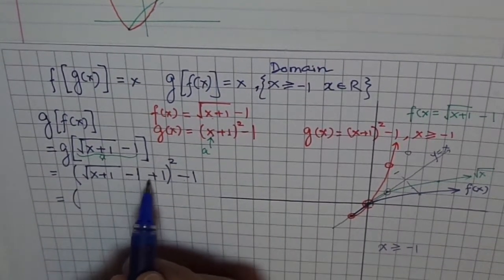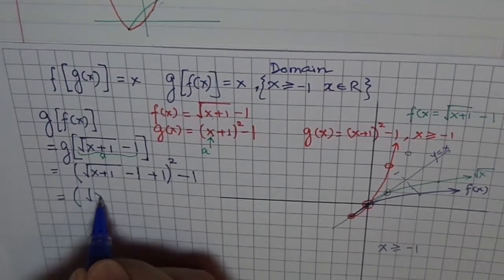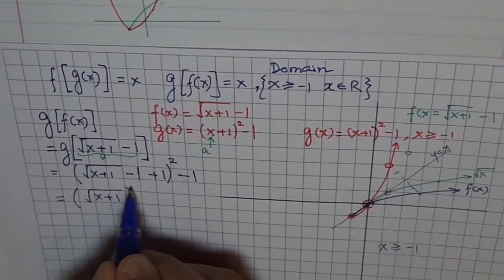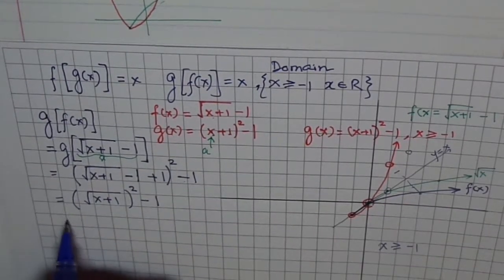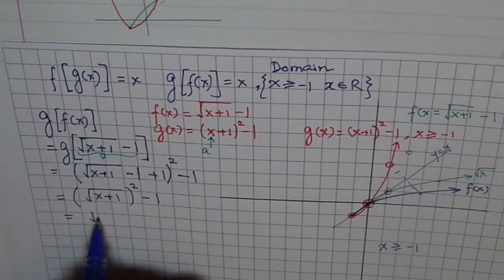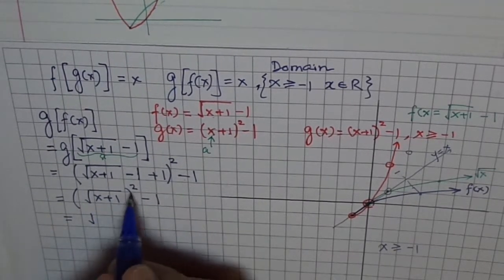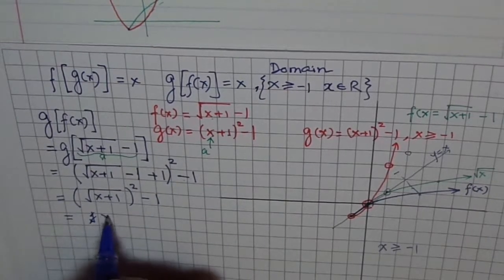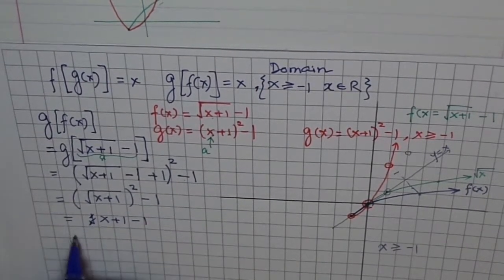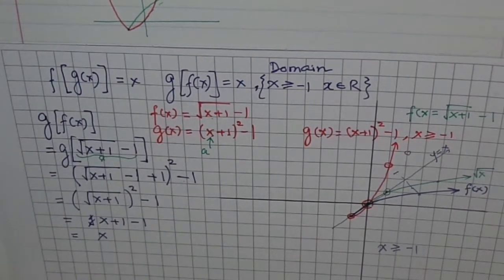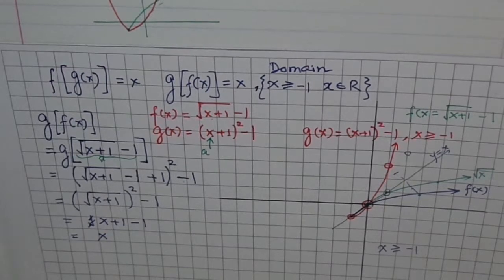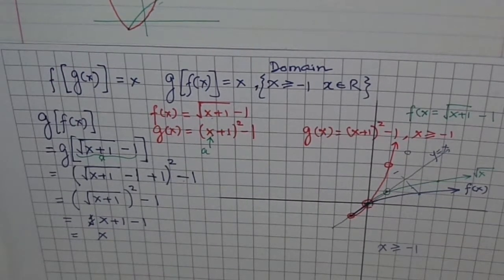Now when you open this, minus 1 plus 1 is 0. So we get square root of (x plus 1) whole square minus 1. Now if you open this, the square root and square cancel, and it will be just x plus 1. So we get x plus 1 minus 1, and this is equal to x. So we got g of f of x as x. So we have proved that g and f are inverse functions, right? Perfect. This is when x is greater than or equal to minus 1.